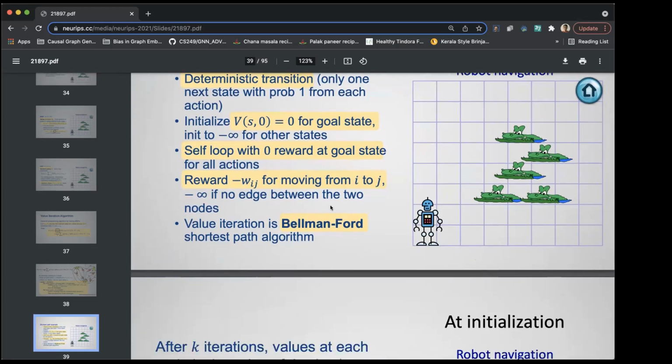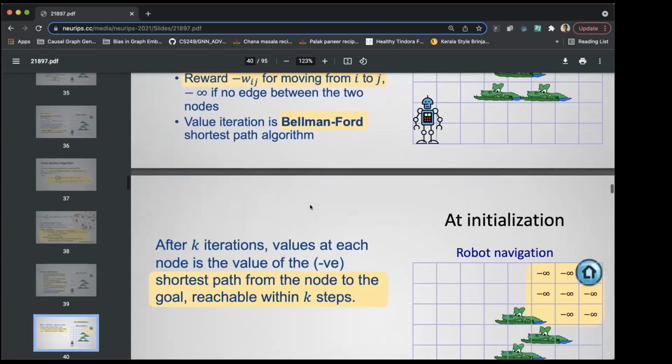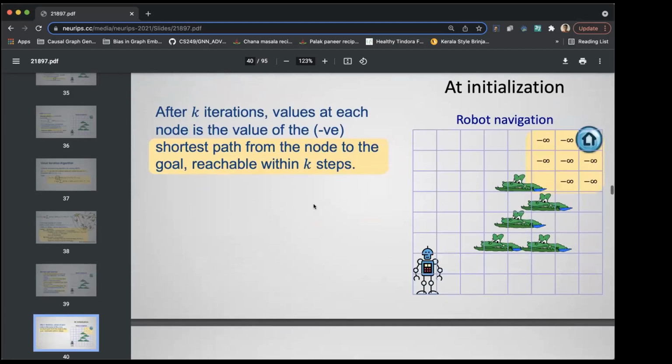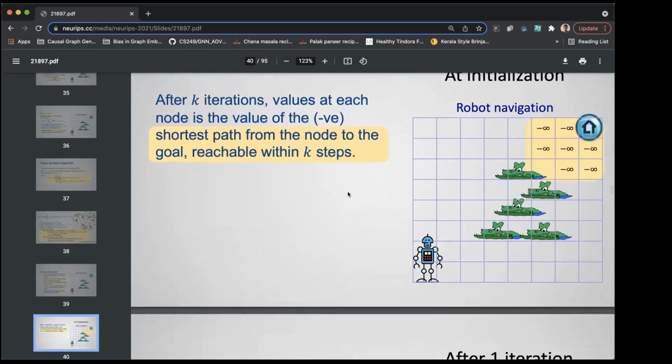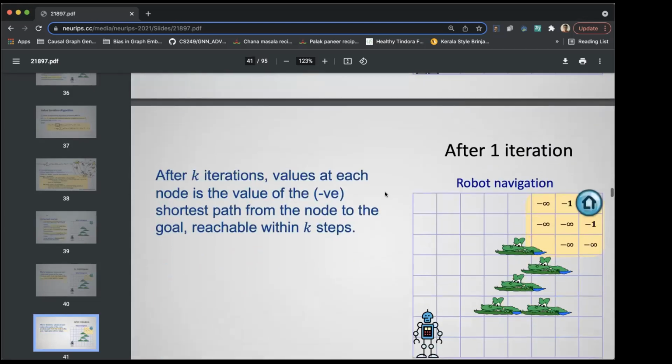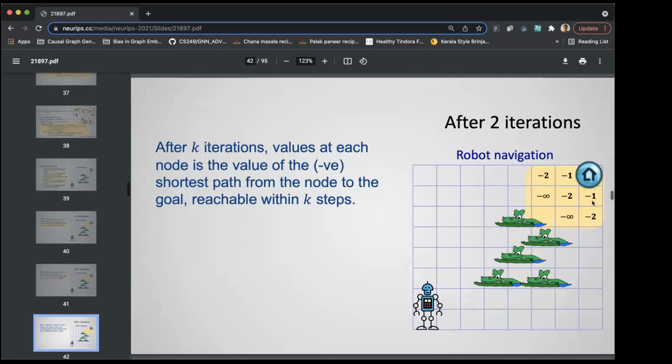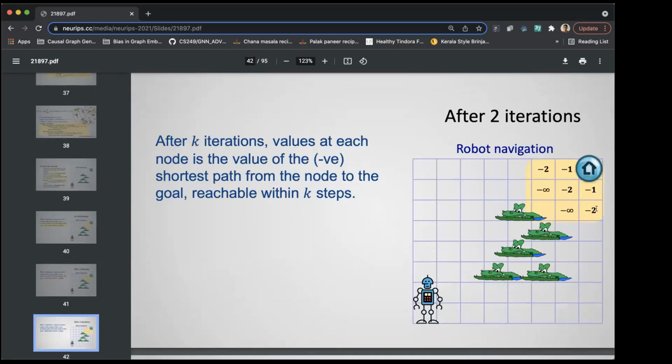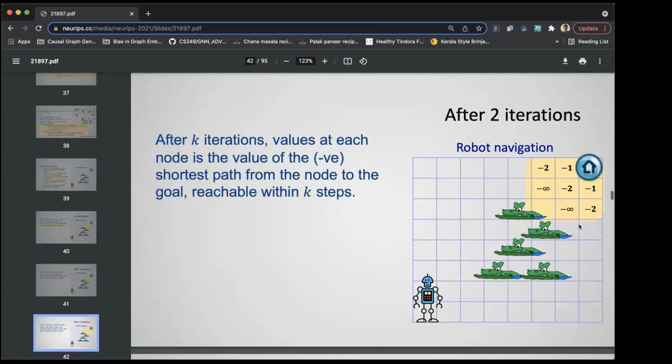And because it's deterministic, we can use the Bellman-Ford shortest path algorithm. And if we do this over some number of iterations, we can actually see that the values at each node are going to be the negative shortest path from that node to the goal reachable within k steps. So here we see the shortest path is 1. Here we see the shortest path from all these nodes is 2, and so on.